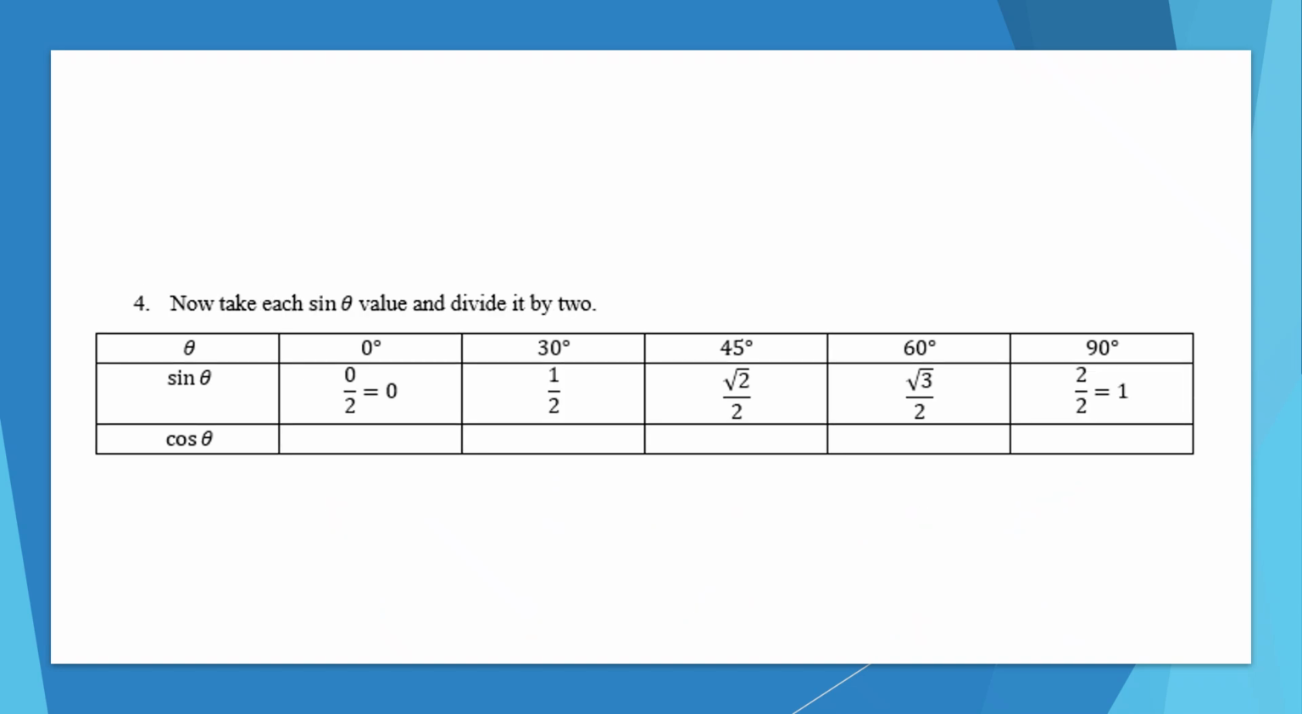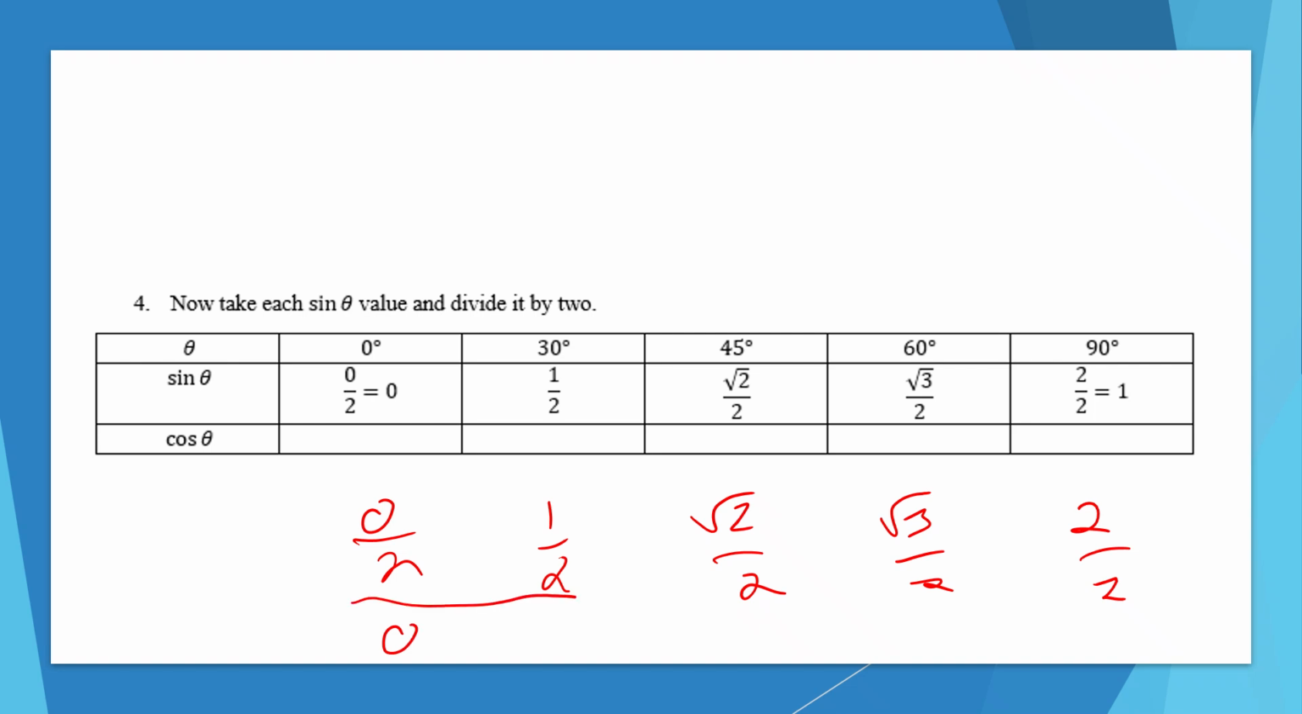And now the final thing is, once you have your numbers here, so this was our numbers from the last row, take every number and divide it by 2, and then simplify when you can. So here, 0 over 2 is just 0. 1 over 2 is going to be left as 1/2. This will be left as root 2 over 2. This is root 3 over 2. And then 2 over 2 is just 1. So those are going to be your sine values from 0 to 90 degrees.